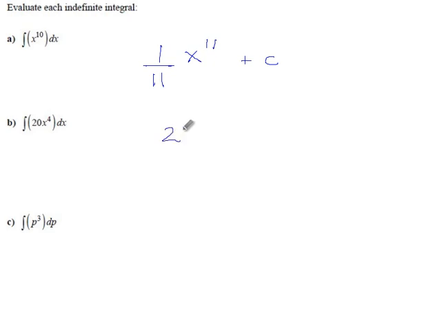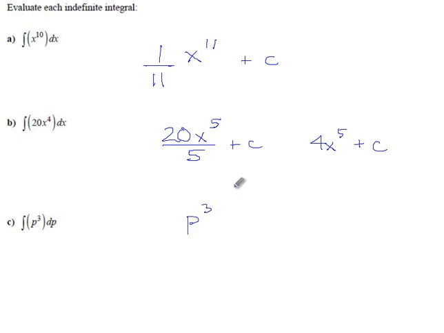If you have 20x to the 4th, you know the drill. Up by 1, then divide by it. So the power of x to the 4th becomes x to the 5th. Then divide by the new power. And 20 divided by 5 is simply 4, so 4x to the 5th plus c. There we go.